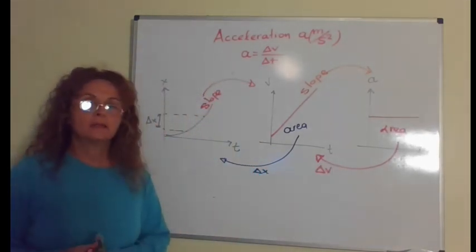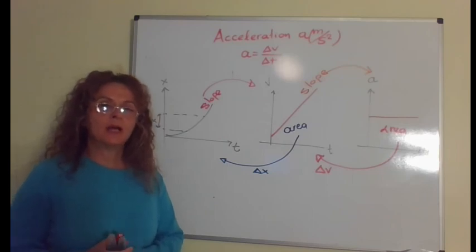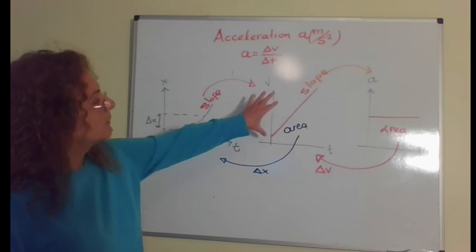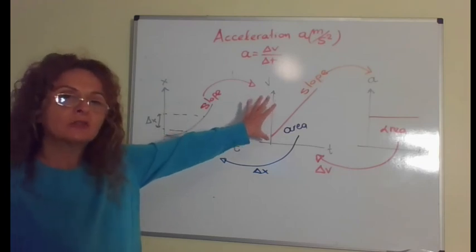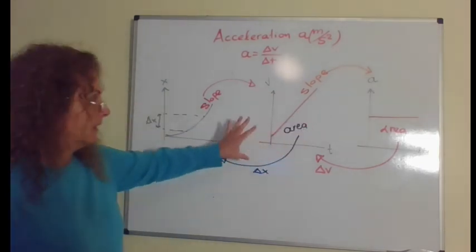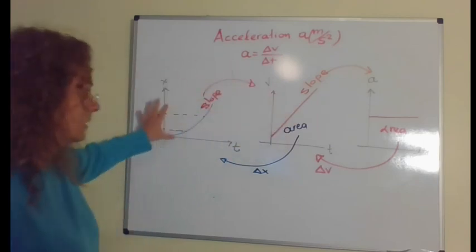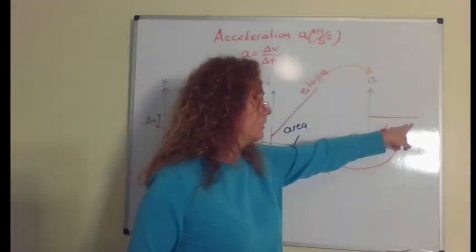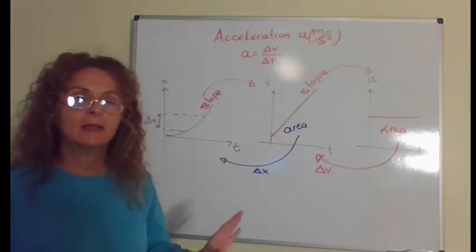What you're going to see is that most of the time, the graphs we have are velocity time graphs because they have everything. They can give us information about how position changes. They can give us information about the acceleration. They give everything.